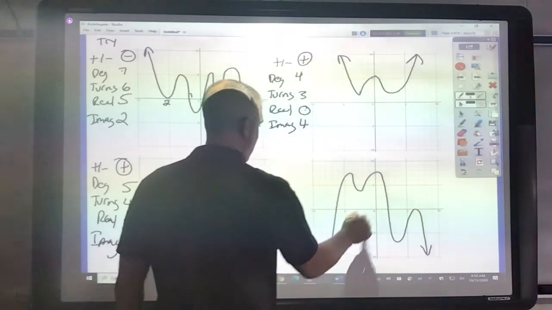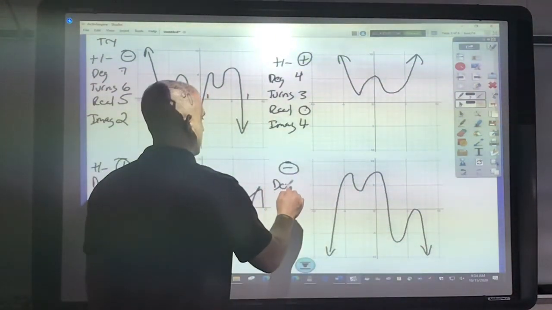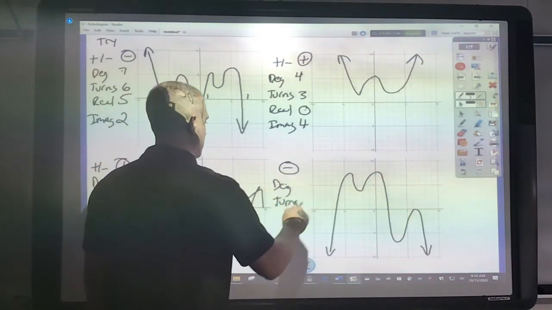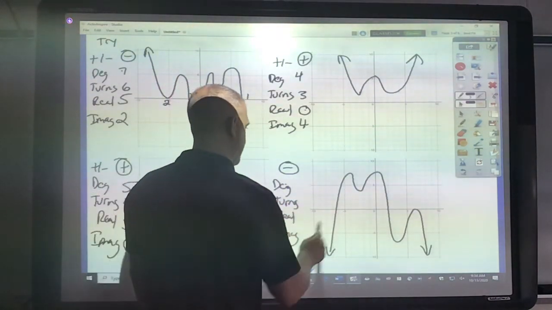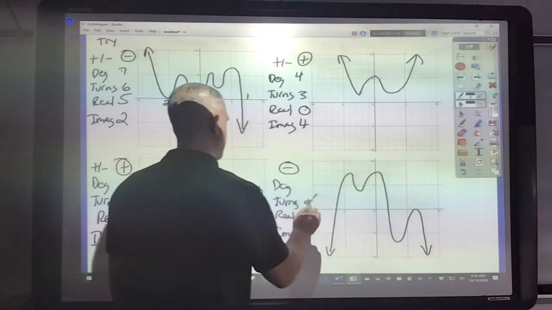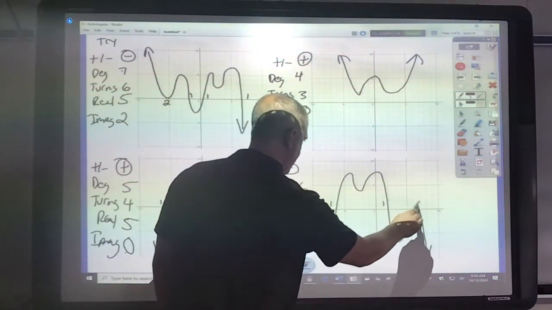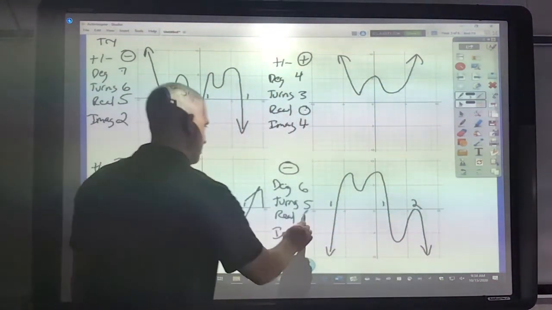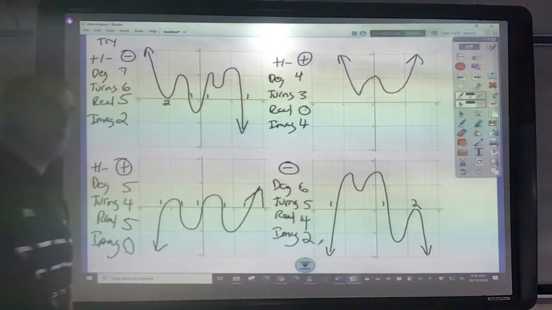Okay, both of these are pointed down, so that would be a negative. Degree, turns, real, imaginary. So let's count the turns. 1, 2, 3, 4, 5. 5 turns, 1 more would be the degree. Let's count these. 1, 2, this touches, that counts for 2. So a total of 4. So 4 plus this would have to give me the degree. That would be 2 for that one.